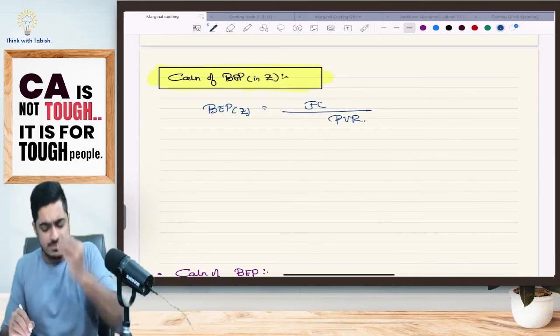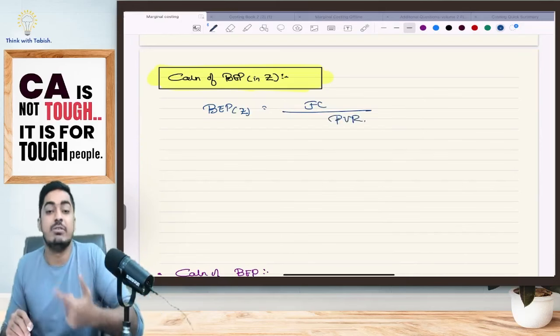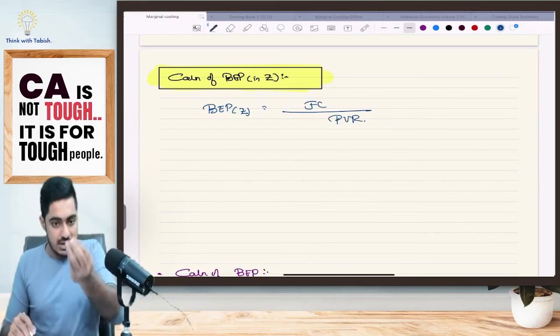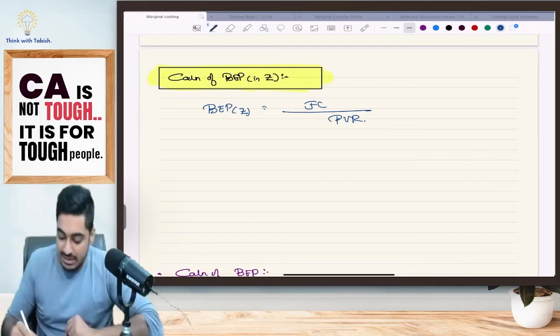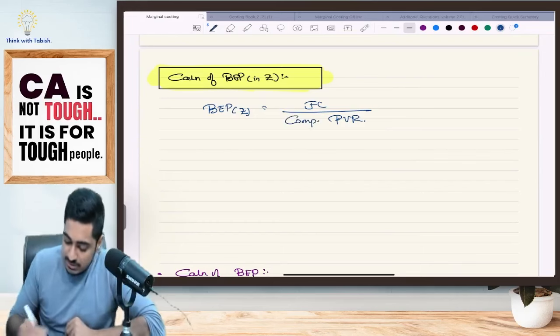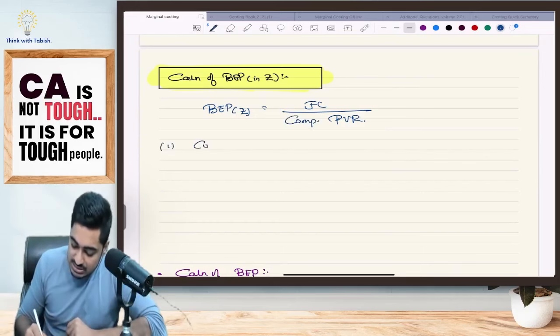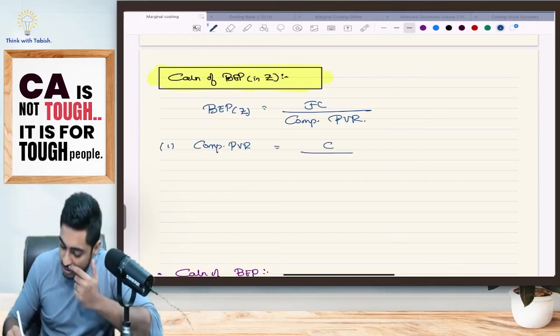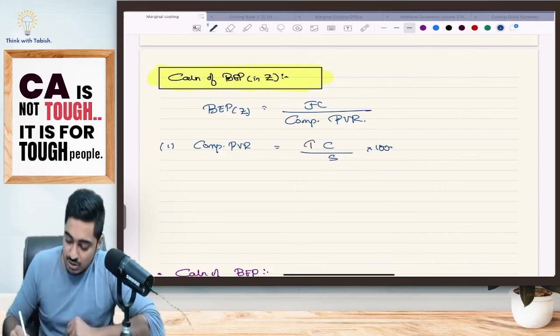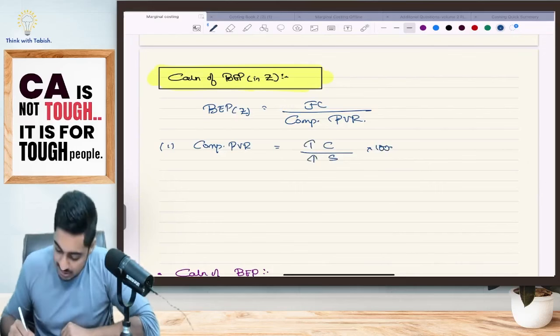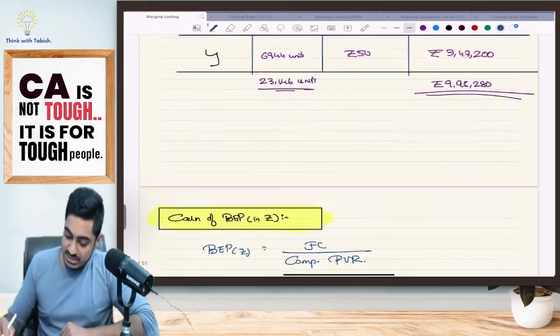Yes, go by the basics. First, just write down the formula. Which PV ratio do I want? I want for X, for Y, or for the bundle as a whole? I want for the bundle as a whole, that means I want my composite PV. That means step 1 is composite PV ratio. Tell me, what is the formula of PV ratio? It is contribution divided by sale into 100. But I want it for the bundle, that means I want the total contribution of the bundle divided by total sale of the bundle. So pay attention, everyone.